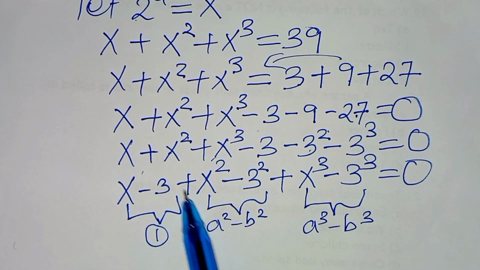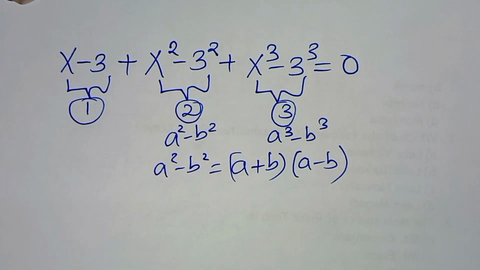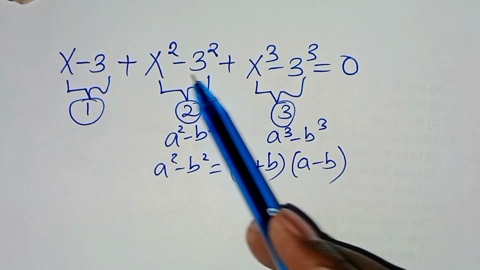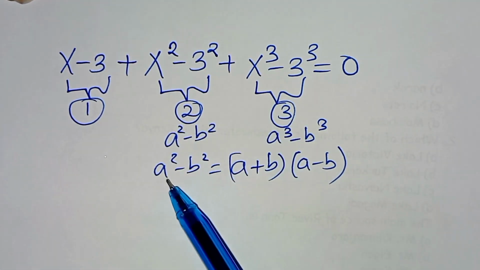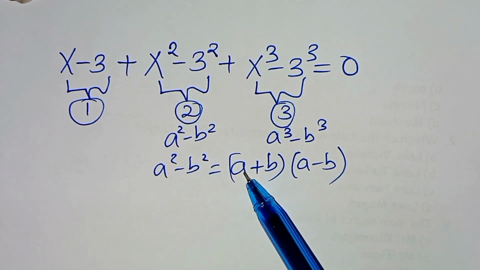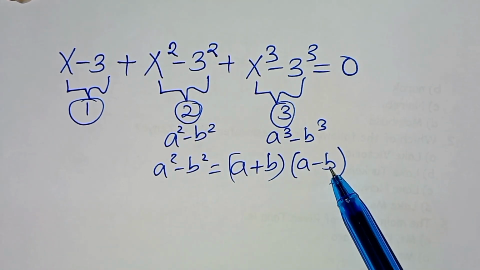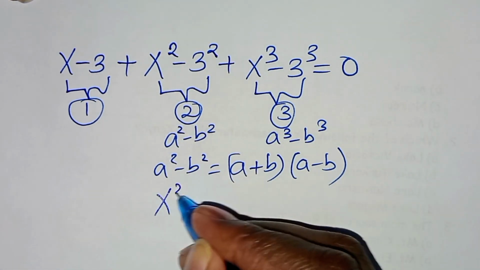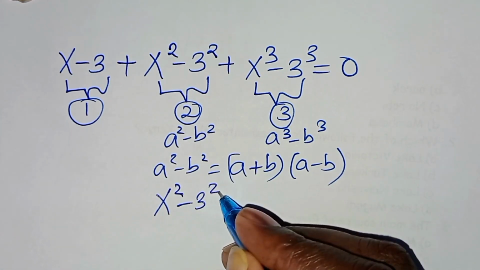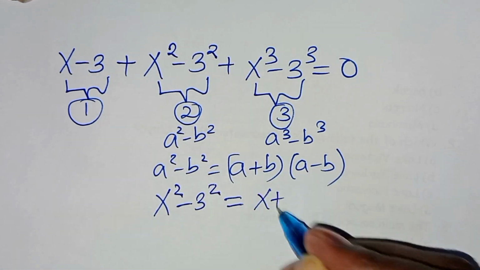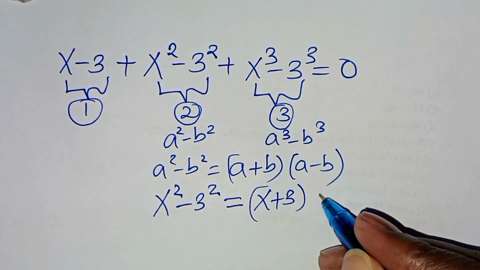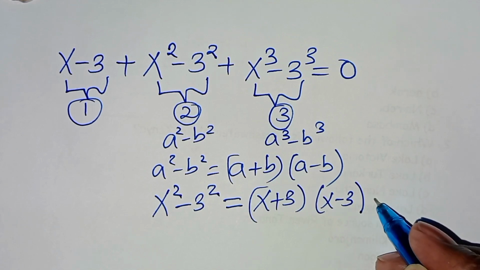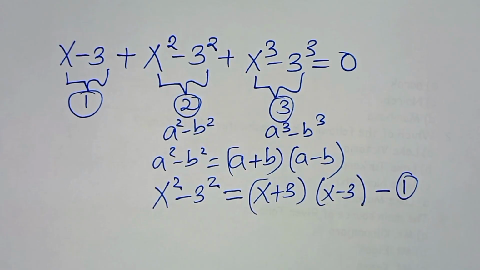So now from what we have here, we have 3 parts. The first part is x minus 3. The second part is x squared minus 3 squared, which is the difference of 2 squares expressed as a squared minus b squared, which is a plus b times a minus b. Now we have x squared minus 3 squared, which we can express as x plus 3 times x minus 3. So let's call this one equation 1.